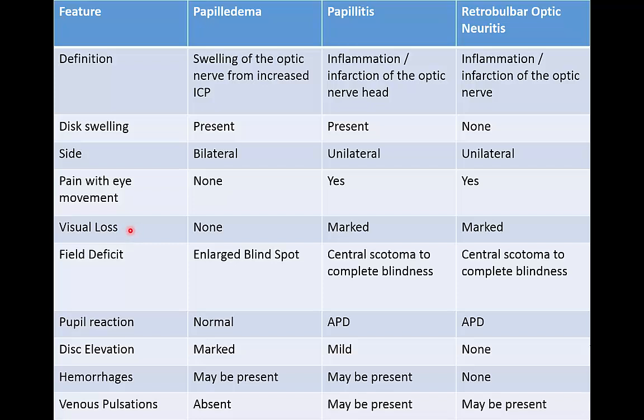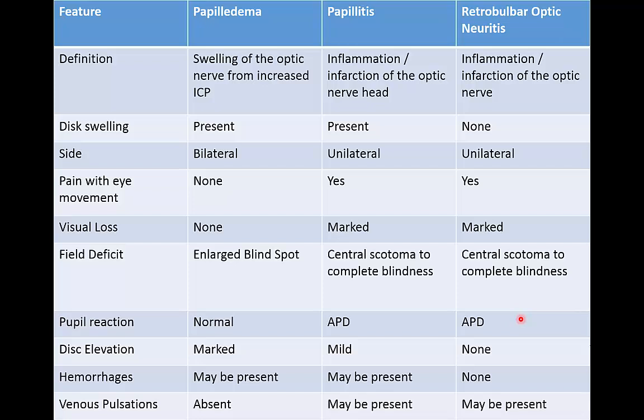But here's the big one, and that's visual loss. As we talked about, patients who have papilledema have no visual loss. Yes, when you examine them, they'll have an enlarged blind spot. However, a patient who has optic neuritis, if the optic neuritis is of the optic nerve head, that's papillitis, you'll have marked visual loss. The patient will have a central scotoma to complete blindness, and this will be the same if it's retrobulbar neuritis. You'll have a marked loss of vision, a central scotoma to complete blindness.